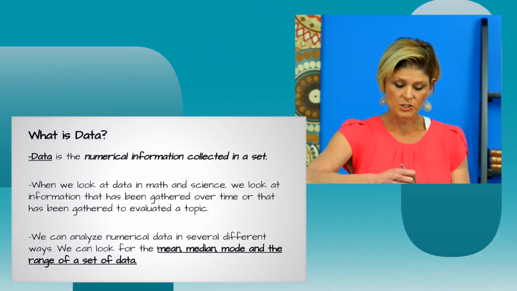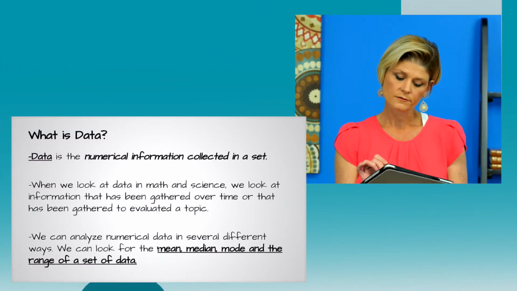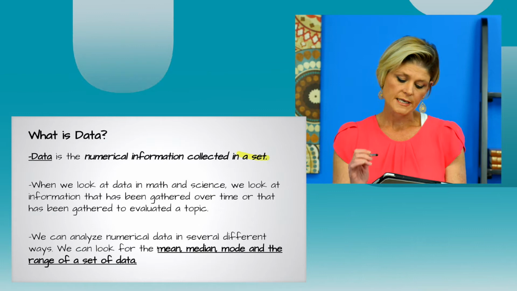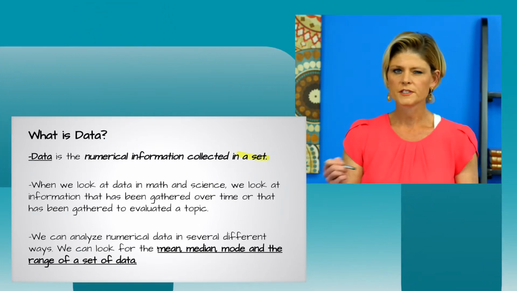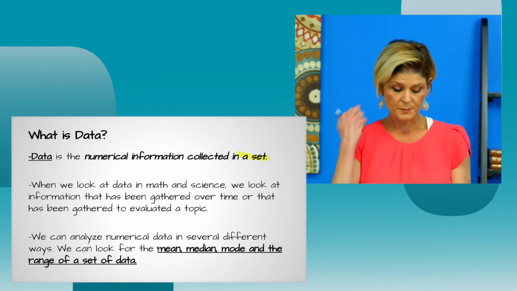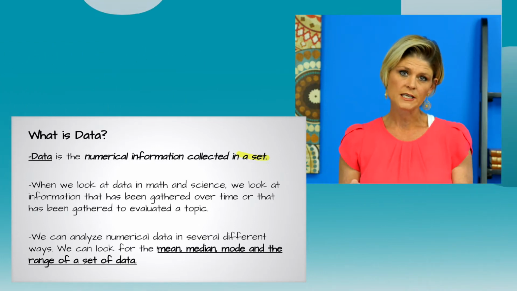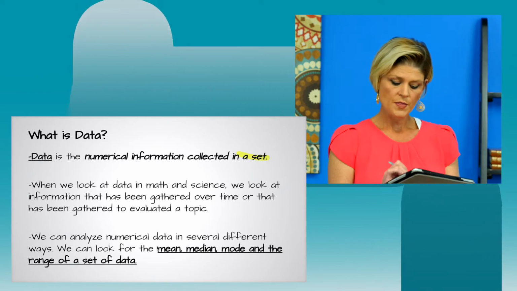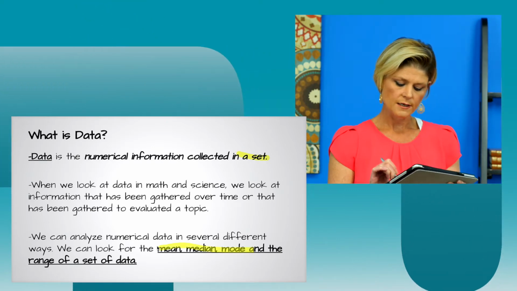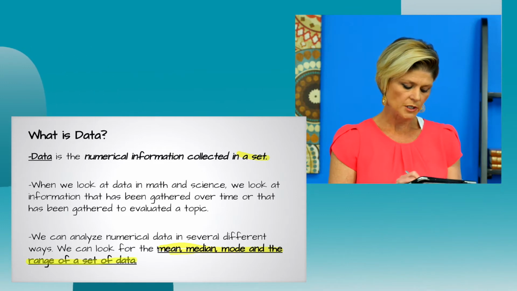So let's start by talking about data. What is data after all? Well, data is basically the numerical information collected in a set. When we look at data in math and science, we look at information that's been gathered over time or that's been gathered to evaluate a topic. So we can analyze numerical data in several different ways. What we can do is look for the mean, the median, the mode, and the range in a set of data.